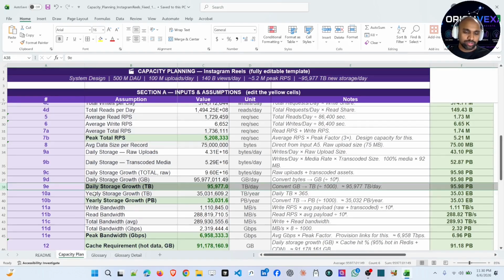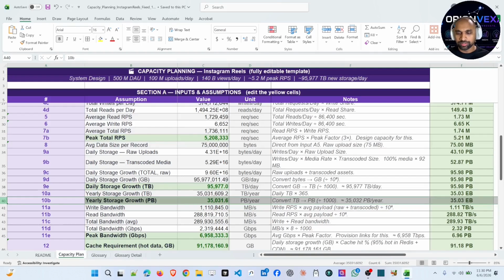Then yearly storage, multiply by 365, we will get the yearly storage requirement. It's around 35.3 exabyte. Very huge number. Okay, here comes the storage calculation for the server.